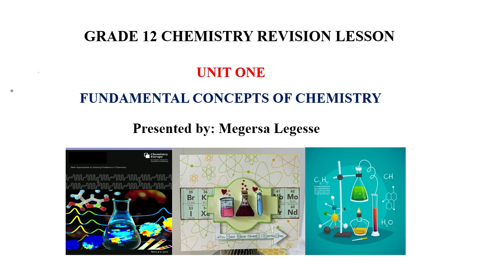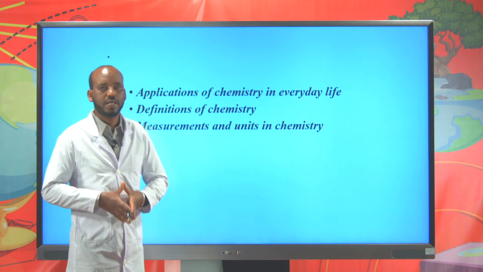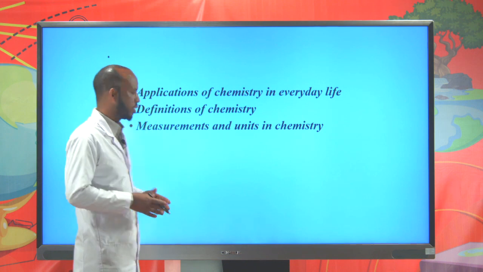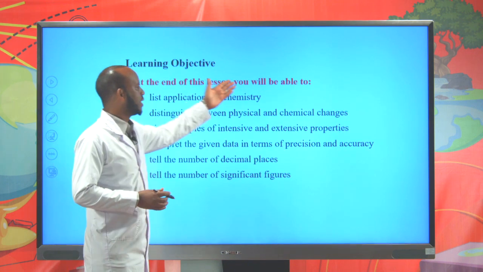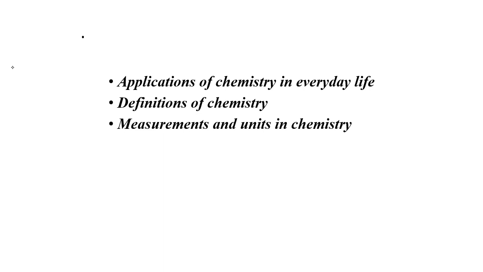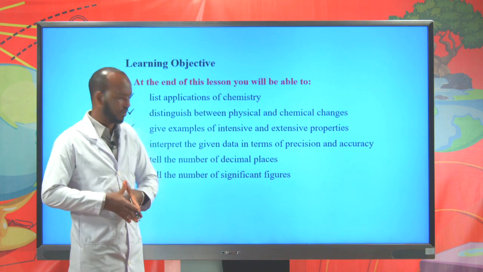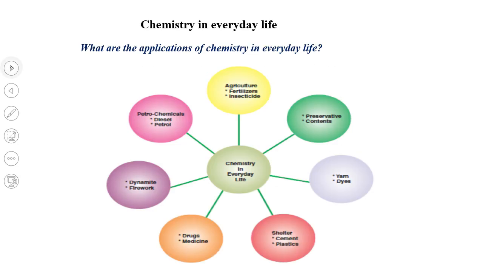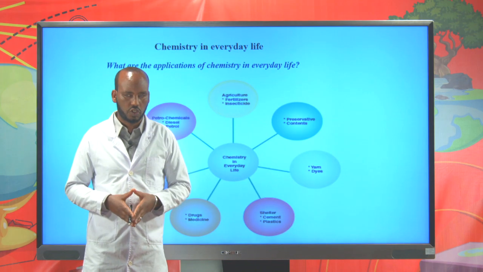In today's lesson, we will learn about applications of chemistry in everyday life, definition of chemistry, and measurements and units in chemistry. At the end of this lesson, you will be able to list applications of chemistry, distinguish between physical and chemical changes, give examples of intensive and extensive properties, interpret the given data in terms of precision and accuracy, tell the number of decimal places, and tell the number of significant figures. Students, if you are ready, then we will get started.